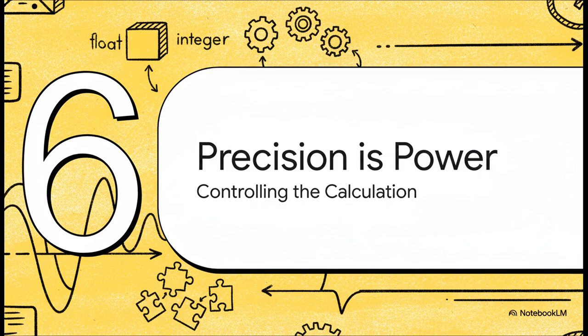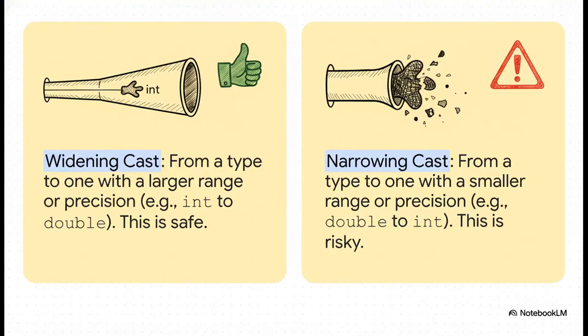Now, this might seem like a really tiny nitpicky detail, right? But honestly, understanding and controlling data types is one of the most critical skills in all of programming. It's the difference between software that just works and software that's hiding these subtle, really dangerous bugs. So let's just recap that core idea one more time. A widening cast, going from a simple type to a more precise one, like from an int to a double, that's generally safe. You're pouring the small cup into the big jug, no problem. But a narrowing cast, going the other way, that's risky. That's when you can lose data. And knowing how to manage that risk is absolutely key.